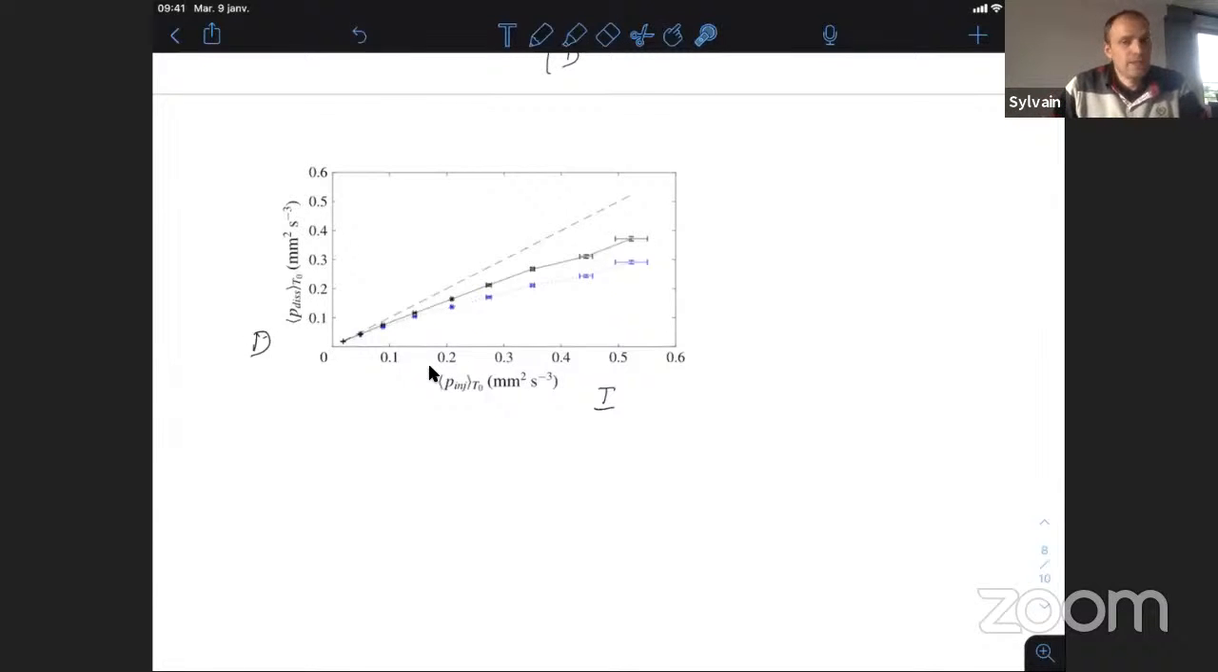Of course, we cannot estimate all the dissipation terms. We don't have access to the dissipation in the orthogonal, the y direction, for example. So we don't have access to all the dissipation, but we have a very good agreement by this measurement. Very good agreement for low amplitude.